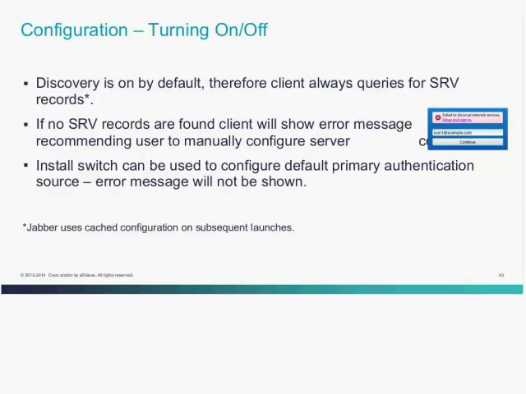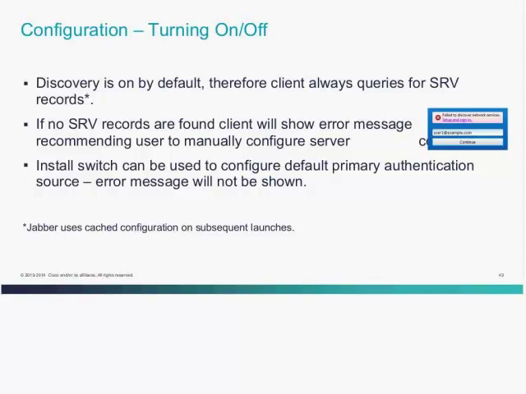So from Cisco Jabber 9.6 onwards, discovery service has been turned on by default. Therefore, the client always queries for the SRV record, and if it's not able to find the SRV record, it will show an error, and you would need to set the configuration manually.